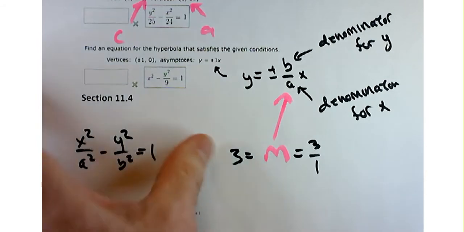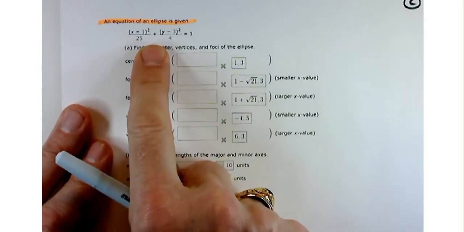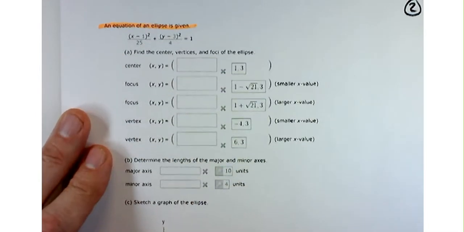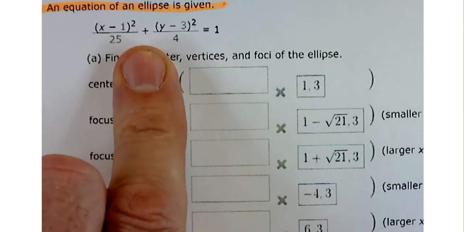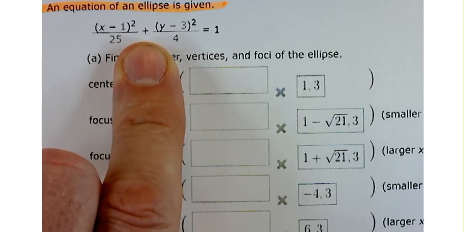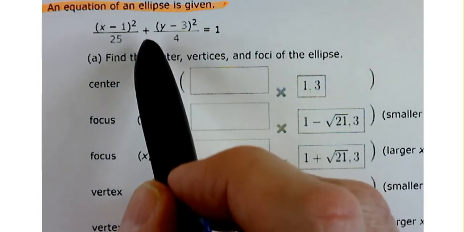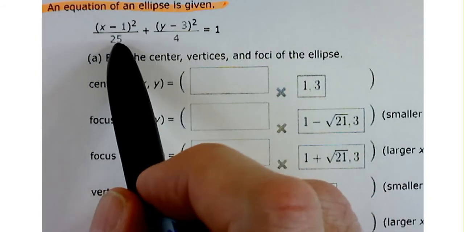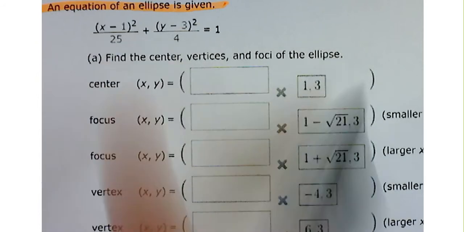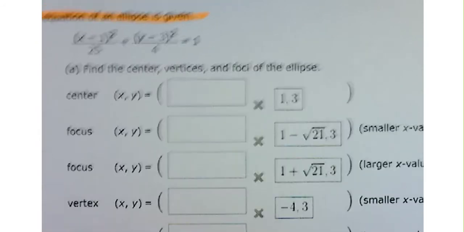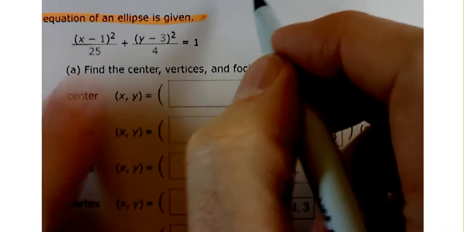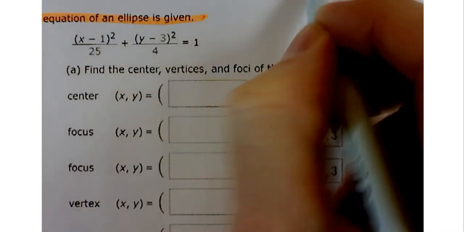Let's keep going. There's a huge difference between this one with a plus and this one with a minus. What would this graph be if there was a minus here? Well, that'd be a hyperbola. Good. As it is, with the plus there, it's going to be an ellipse. So you start out with your center. Center is at 1 and 3.